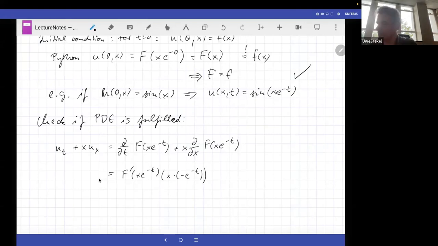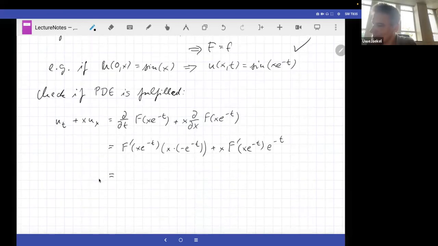And yeah, sorry, this is correct. So plus x times, what is the derivative here? We have, again, a function of one variable, so same, x to the minus t. And then we have to take the inner derivative of this term here. So the derivative with respect to x, and this is just a factor e to the minus t.